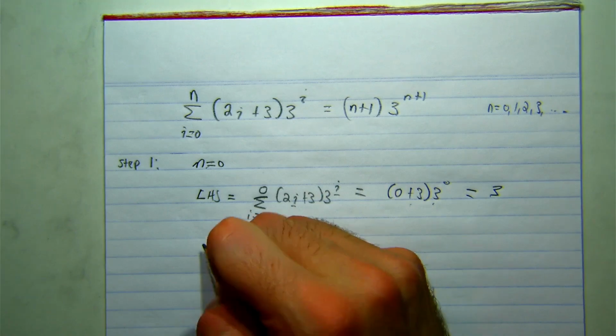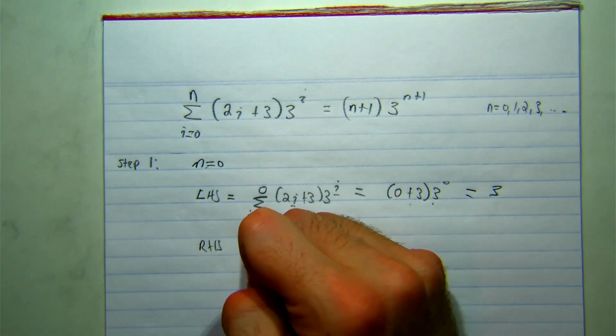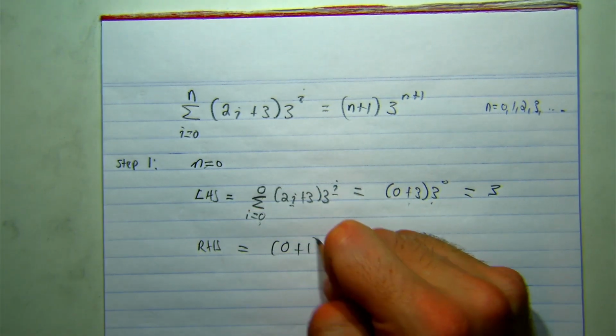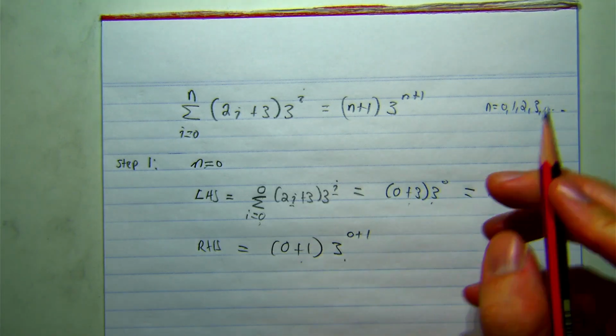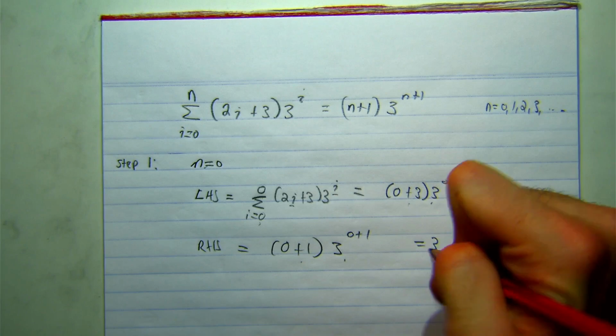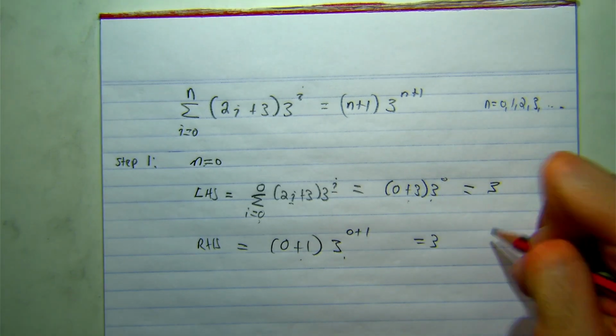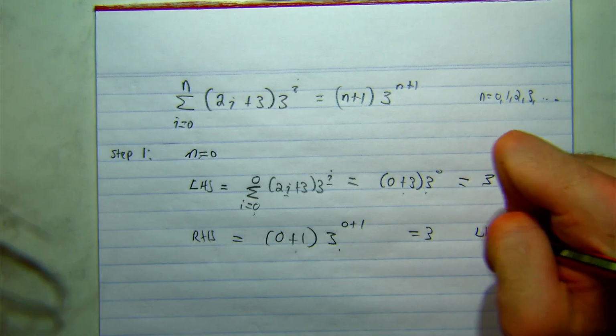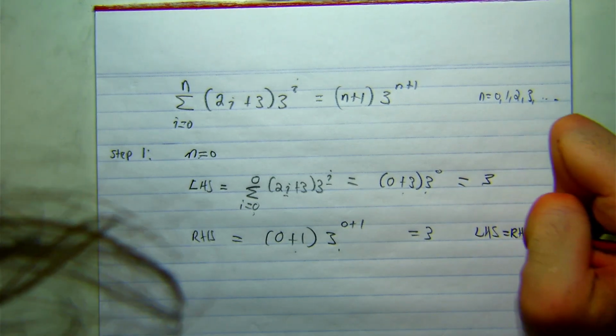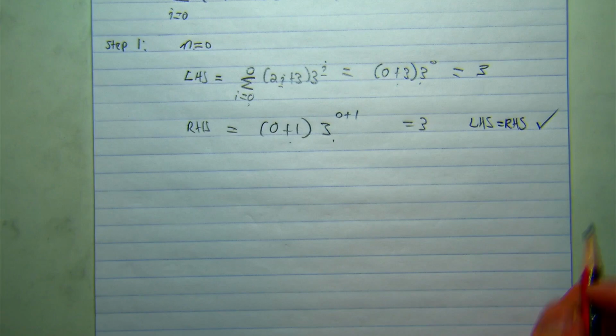And then the right-hand side is equal to 0 plus 1 multiplied by 3 to the 0 plus 1. That's 1 times 3, which is equal to 3. So left-hand side is equal to the right-hand side, therefore the base case holds. I'm just going to write that.